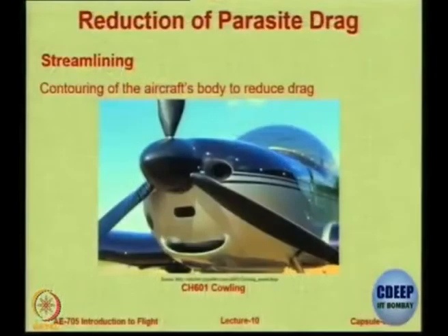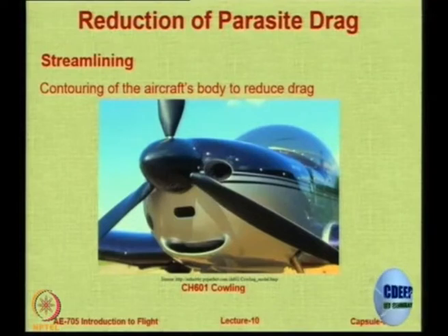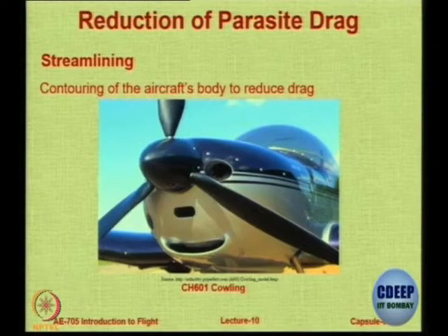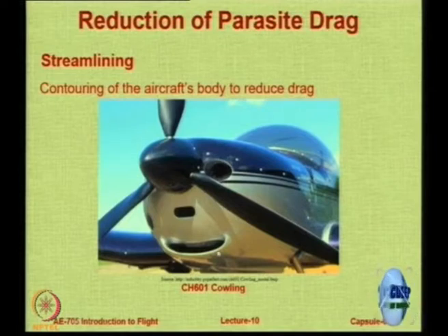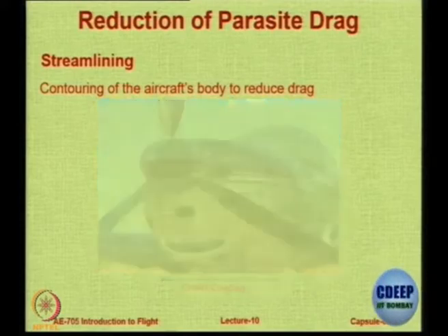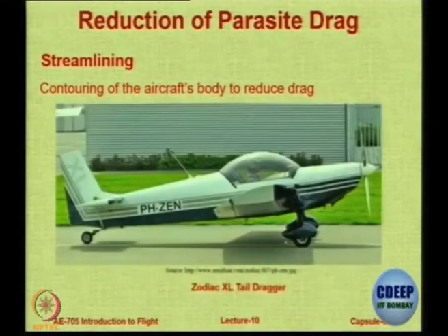Notice how we have streamlined the cowling, the covering over the engine, and there is a nice beautiful intake for the air to come in. It's not a very sharp or harsh intake, especially the intake behind the spinner, the center. They are all streamlined so that the induced backside drag is reduced. Notice here how the aircraft's body is contoured.